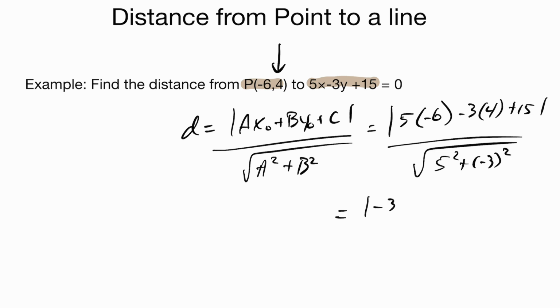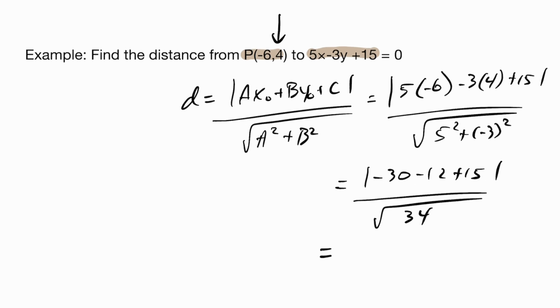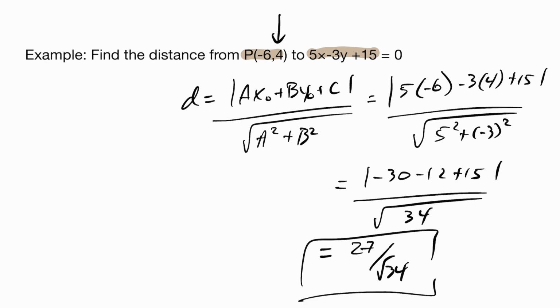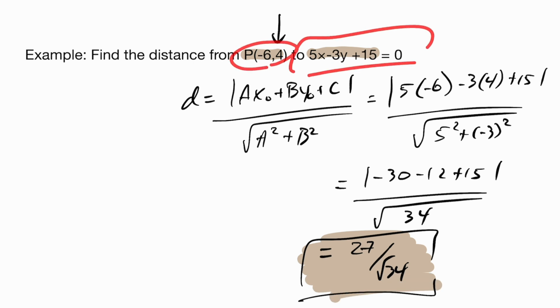Continuing here, we get -30 minus 12 plus 15, all over the root of 34. And taking a look here, this is going to end up being -27, but because we are taking the absolute value, right? Distance is a positive term. This ends up being equal to 27 over the root of 34. So in this example here, the shortest distance from the point to this line is equal to exactly 27 over the root of 34. Let's take a look at another example.